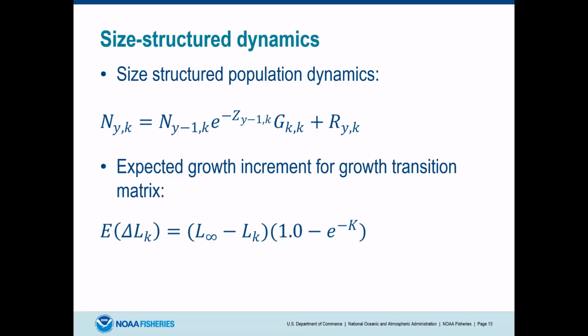And then the growth transition matrix is governed by a mean and a variance. The mean is this expected change in a growth increment based on the von Bertalanffy growth function. And it generates an upper triangular matrix describing the probabilities of fish in one size bin transitioning to a different size bin. This is a bit different from age-structured dynamics in that fish can grow into a different size bin other than the one that immediately comes after it. And only positive growth was allowed. We didn't allow any shrinkage.